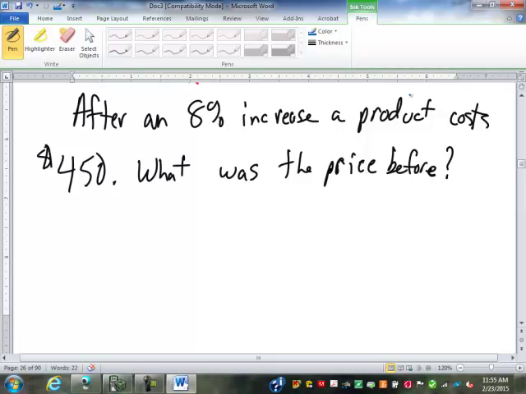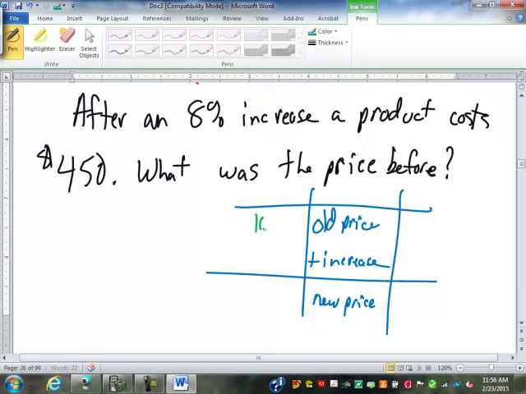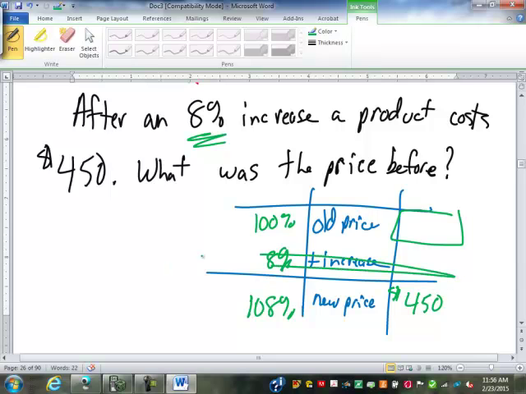What we have to look at is the fact that we have the old price. We added some sort of an increase to it. We have a new price. Looking at the percents, the old price would have been 100%. We added 8% to it. So our new price is 108%. On the other side, we know that the new price is $450. And we're looking for the old price, or the price from before.